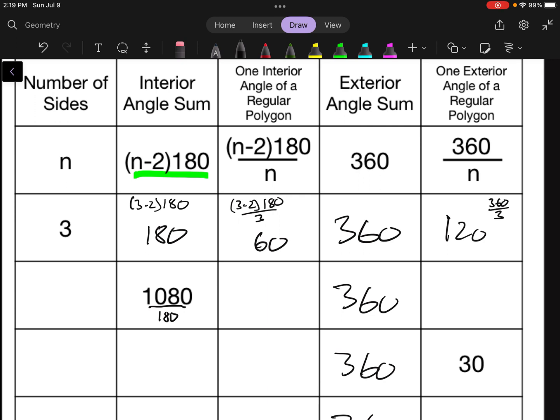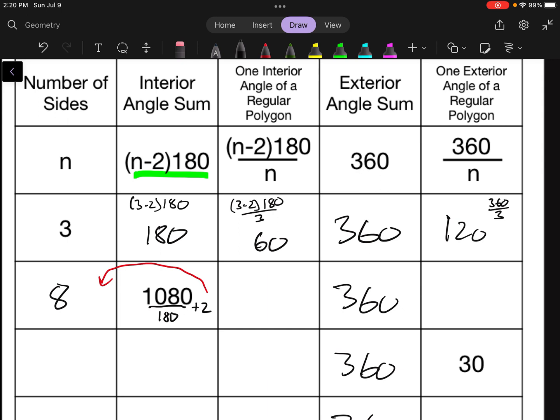If you do 1080 divided by 180, you get 6. And then you add 2 to it instead of subtracting 2 like you do in the normal interior angle sum theorem. And you would get 6 plus 2 is 8. And that tells you how many sides you have.